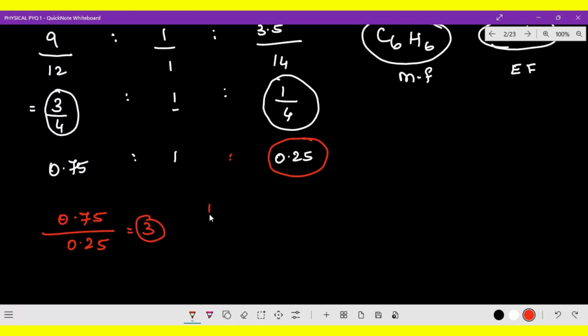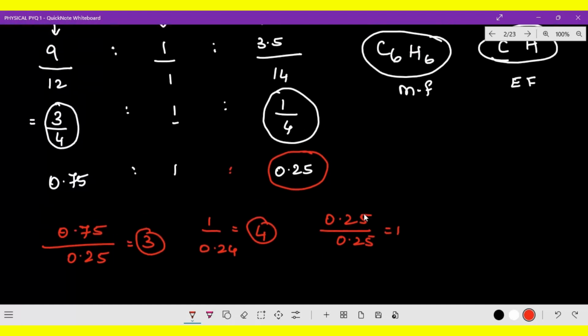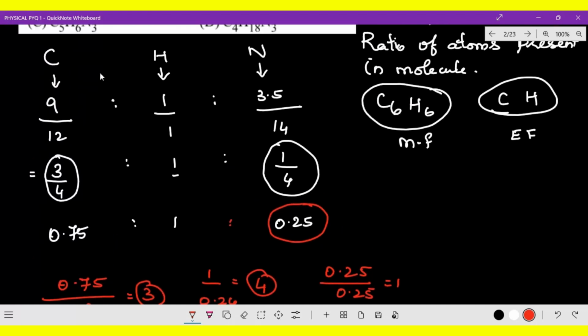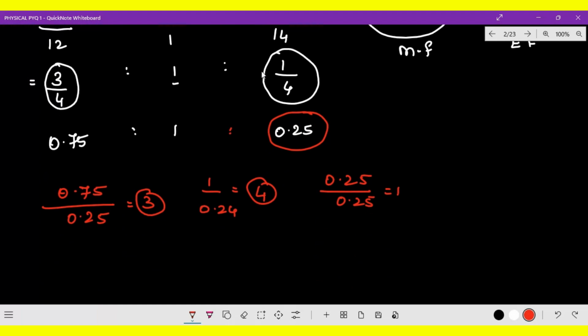And here 1 by 0.25. How much will you get? Approximately 4, right? And here, of course, 0.25 divided by 0.25, you will get 1. Now here, carbon, hydrogen and nitrogen only we are considering, right? So carbon it is 3, hydrogen it is 4, and nitrogen it is 1.